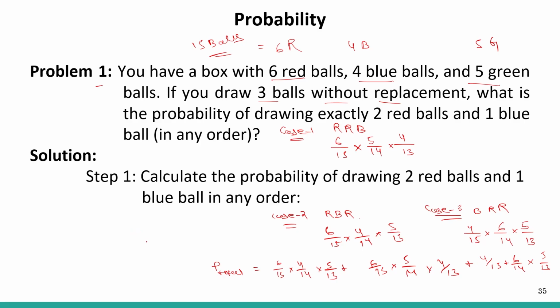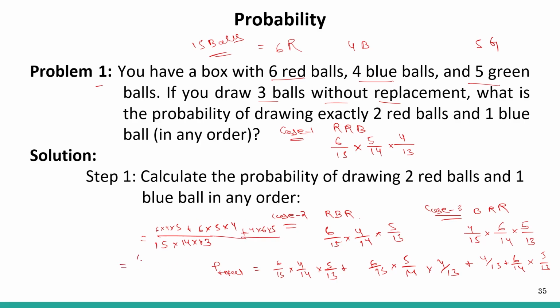So let's try to evaluate what the whole answer will actually be. It will be equal to 15 into 14 into 13 in the denominator, because the LCM is the same. And in the numerator we will have 6 into 4 into 5, plus 6 into 5 into 4, plus 4 into 6 into 5.